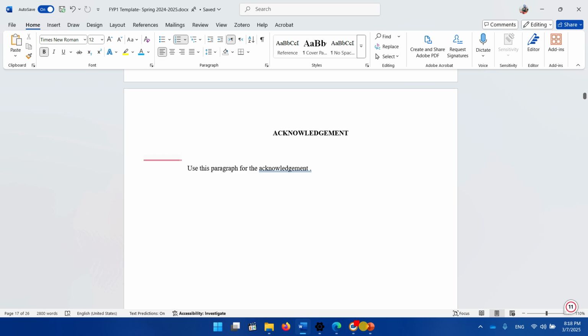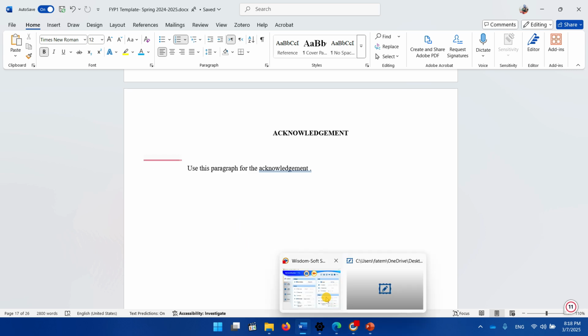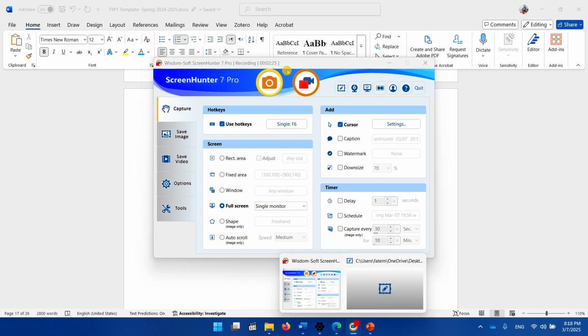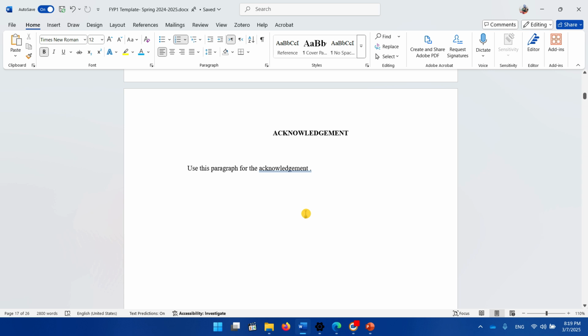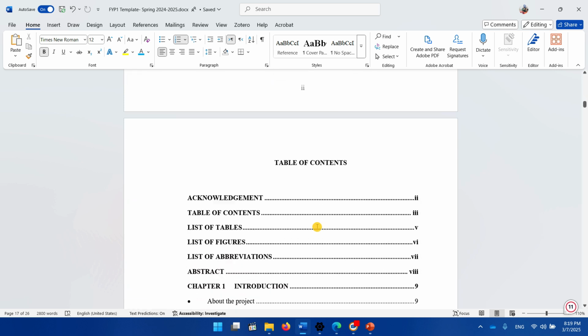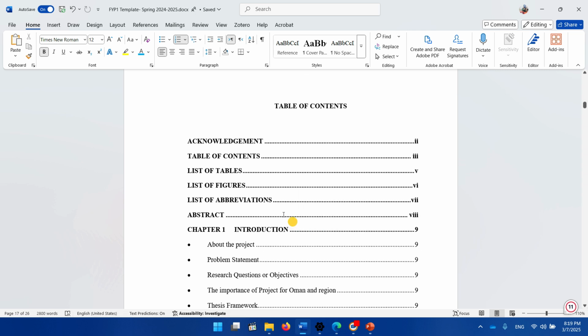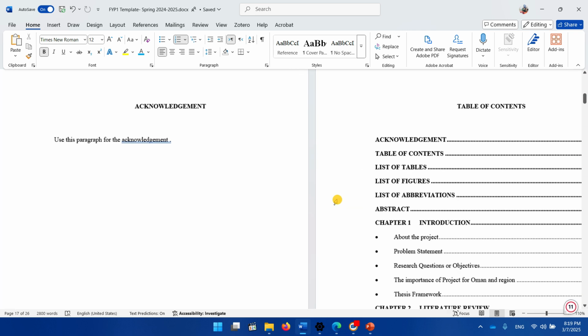After that we have the acknowledgement. Acknowledgement is basically about saying thank you to some people, right? Like your father, mother, your sister, your siblings, anyone who has helped you during this journey, okay? Your supervisor, anyone. And then we will have the table of content. How many chapters do we have? We have 5 chapters, okay?